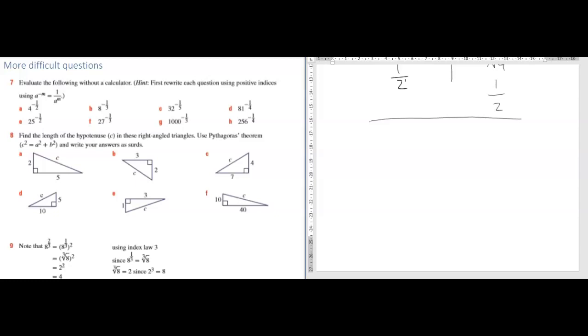All right, let's do C. Okay, so we've got 32 to the power of negative 1/5.